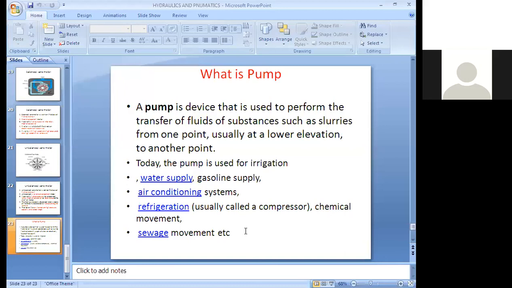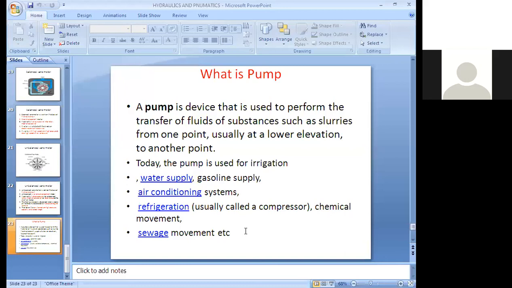So first I would like to explain what a pump is. A pump is a device that is used to perform the transfer of fluids or substances such as slurries from one point to another point, usually from a lower elevation to another point.